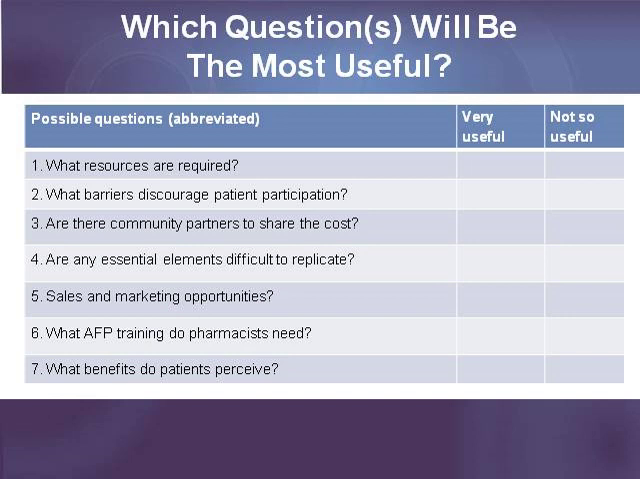In this case, I think the questions on that list that are going to be most useful for this purpose, user, and use are the first ones. What resources are going to be required to continue the AFP program? What community partners might share some of the cost? A lot of that's going to depend upon what our data show the level of achievement of the outcomes is. And what sales and marketing opportunities might be derived from continuing the program.